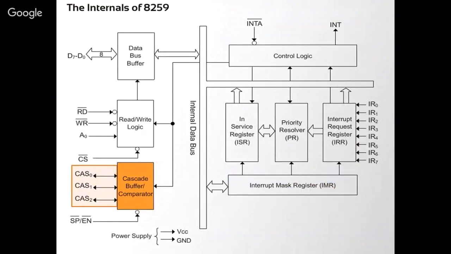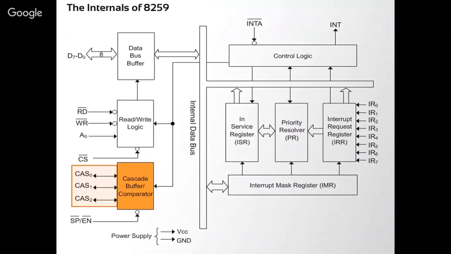The next part is the cascade buffer and comparator. This section generates the control signals which are necessary for cascade operation. It also generates the enable signal for the tri-state buffer in case of a buffered system. The 8259 PIC can be cascaded in order to extend the interrupt handling capacity up to 64. In such a case, the former is called the master and the latter are called slaves.